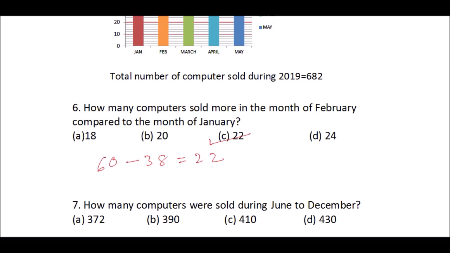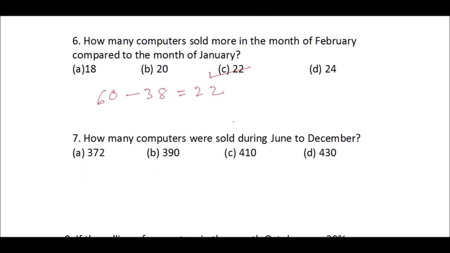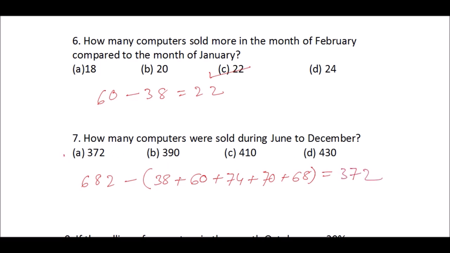Next, how many computers were sold from June to December? We know the numbers from January to May, and the total number of computers sold in the year also. Therefore, 682 is the total number of computers sold, and from the chart January is 38, February 60, March 74 and April 70. If we calculate that, it is 372, and therefore option A is the correct option.